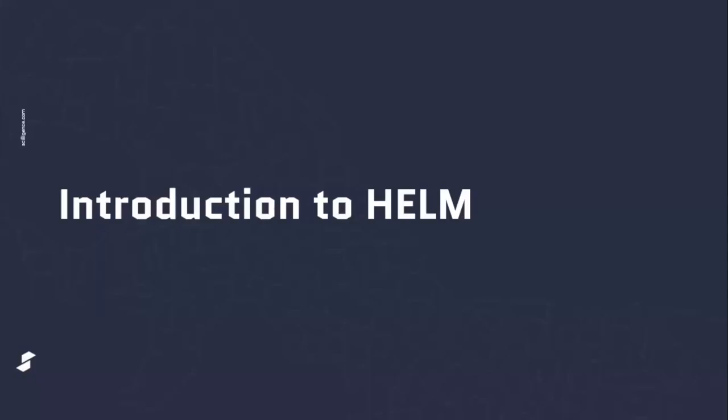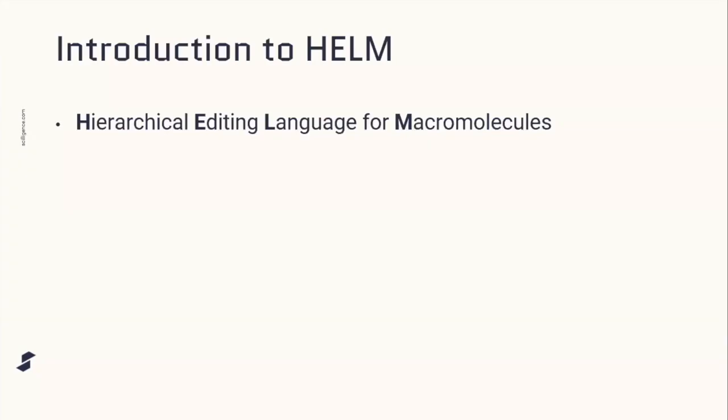So starting off with a brief introduction to HELM, like I said, as Alan mentioned, HELM is the hierarchical editing language for macromolecules. So what do we mean by hierarchical? The hierarchy starts at the atom bond level. In this example, I've shown glutamic acid or glutamate. The atom bond structure is going to tell you what atoms are connected to one another, what bonds connect them. But what it doesn't tell you is how this structure can be used in an actual biopolymer. So the atom bond level is only giving you the information about the monomer structure.